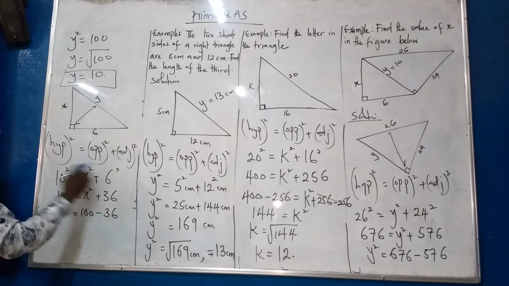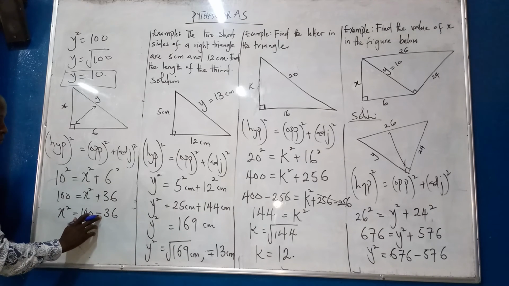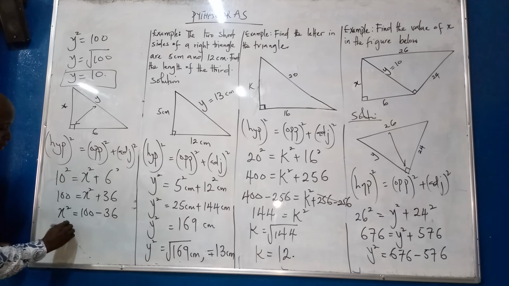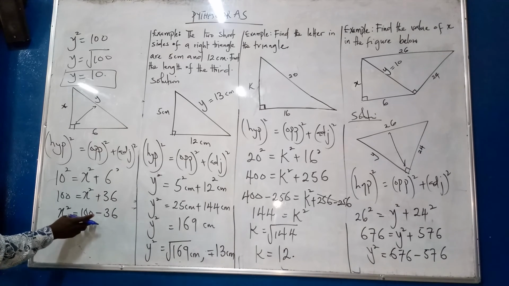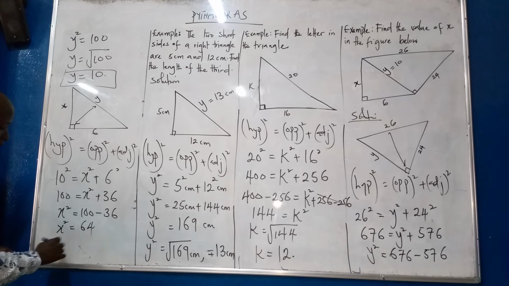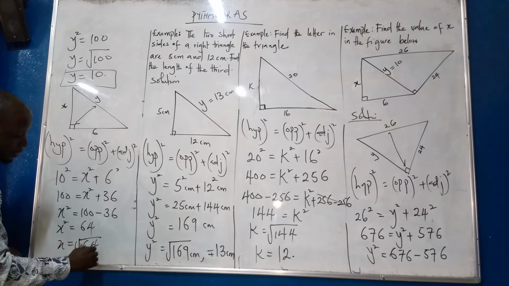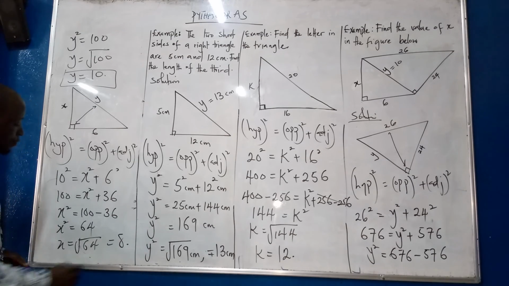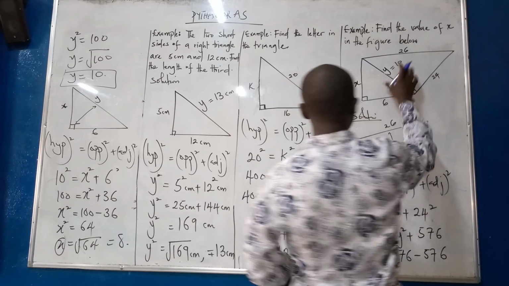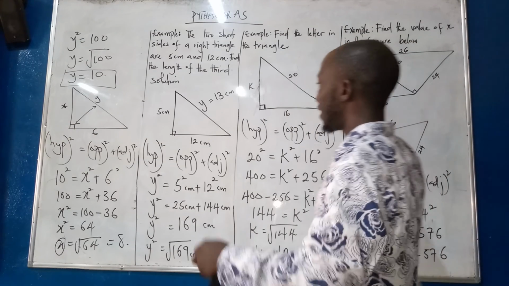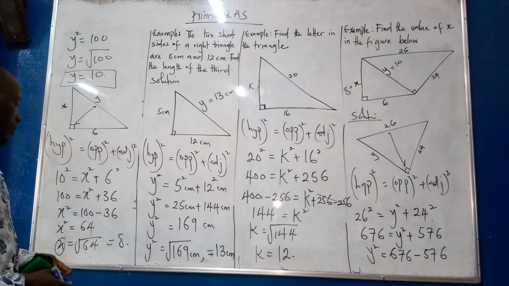When you take it to the other side, it is going to be minus 36. And therefore, we have x squared equals 100 minus 36, and that should give us 64. Now x equals the square root of 64, and that will give us 8, which means our x here is equal to 8. Our y is 10, while our x is 8. So that is all about Pythagoras theorem.